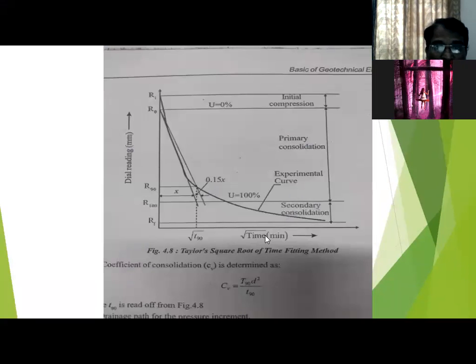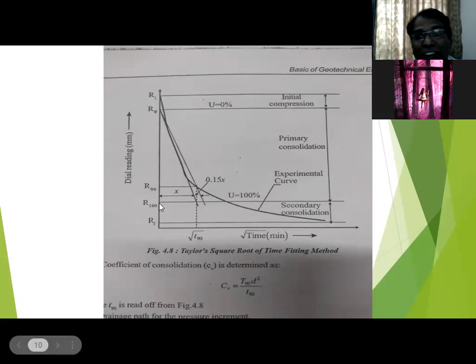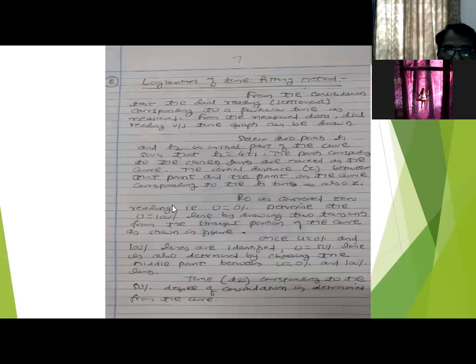So you will draw a graph. On the x-axis, you take root t, not t. Suppose time is 1, you take 1 here. Time is 4, you take 2. Time is 9, 3. Time is 16, 4. Like this, on the x-axis, you take root t. And on the y-axis, you take the dial reading, that is the settlement. So the graph of root t versus settlement is what you draw.